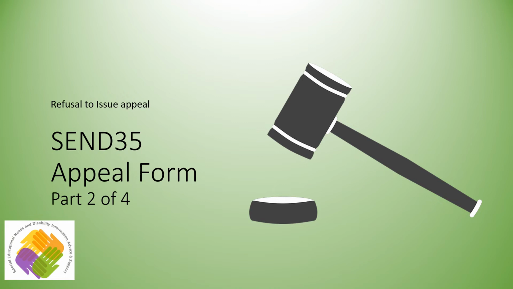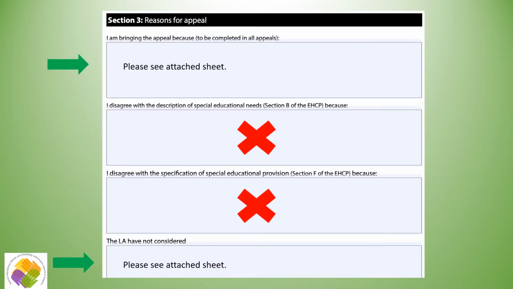SEN 35 appeal form used in a refusal to issue appeal. This part will focus on Section 3, the reasons for appeal. Section 3 is the main bulk of the form, the reasons for appeal.